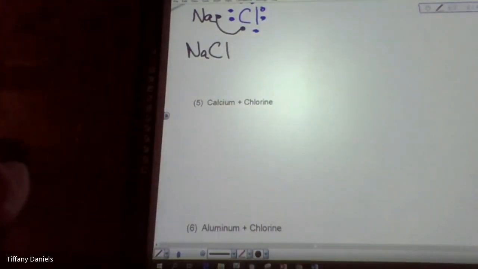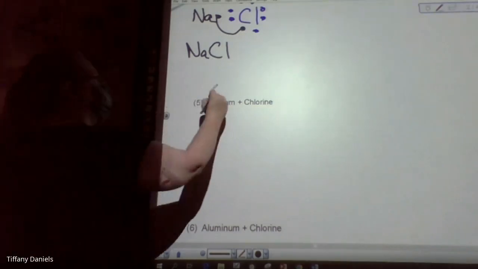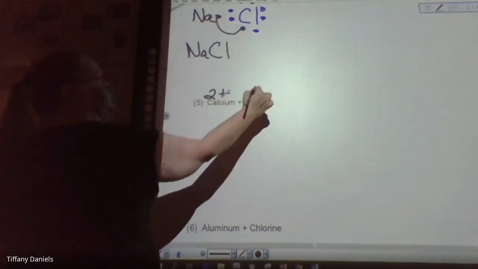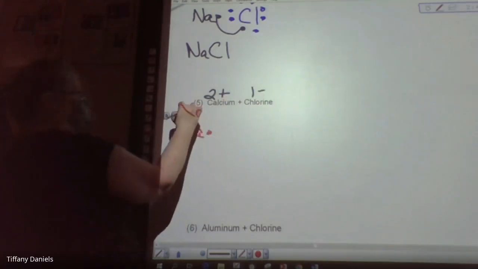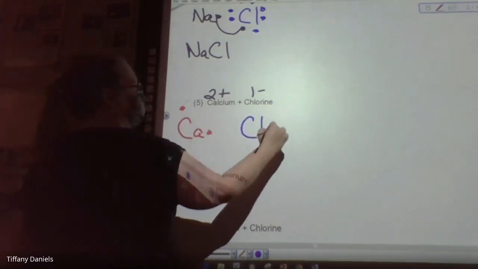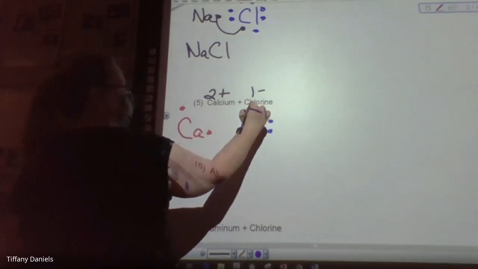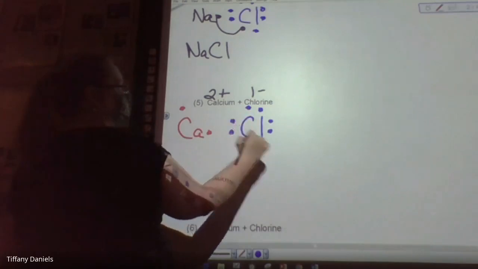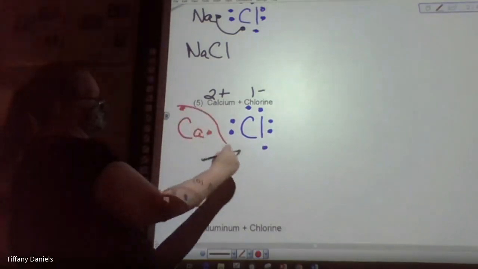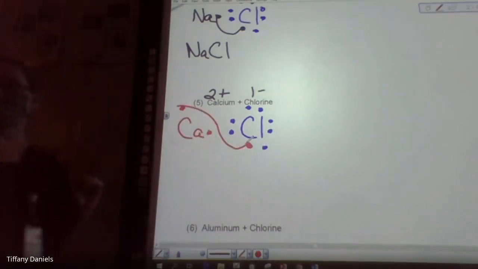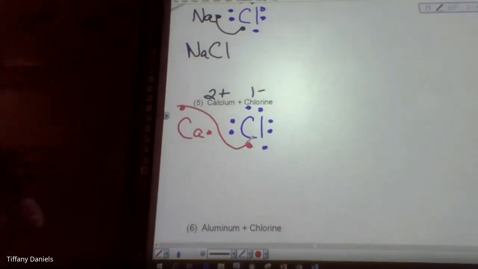All right, calcium, what is its oxidation number? 2 plus. And as we saw up there, chlorine is 1 minus. So calcium's got its 2 dots. Chlorine's got 7. So if we give this one over to chlorine, it still has 1 left. So what do? We add a second chlorine.